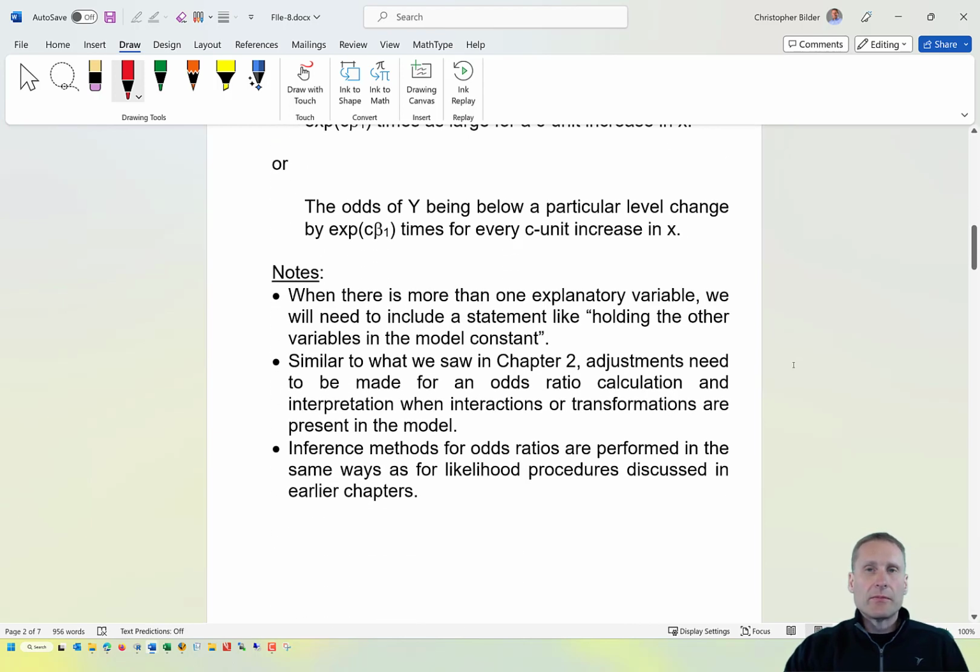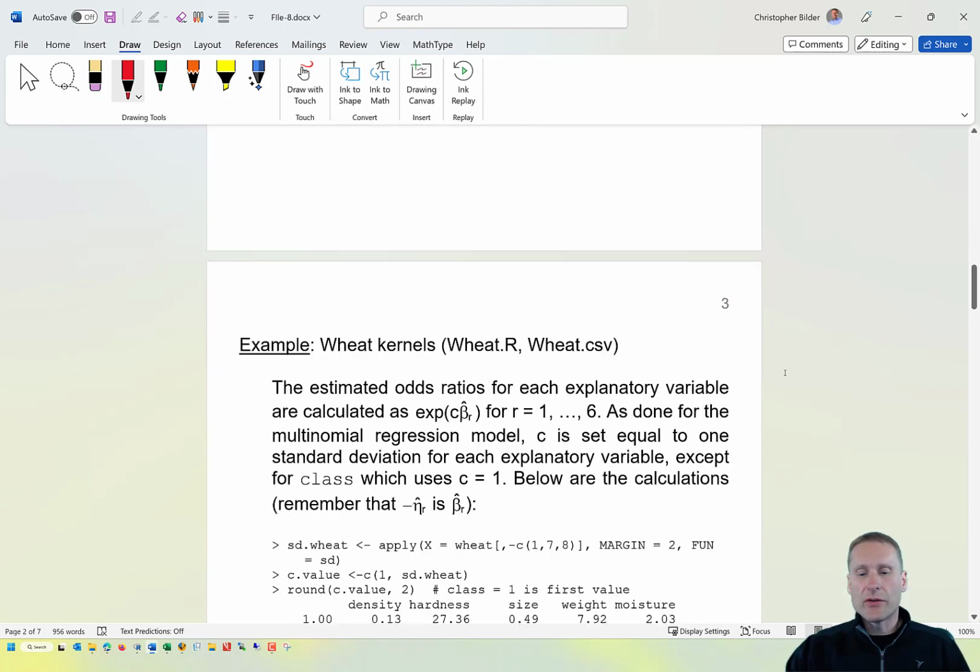Now, here are some notes. If there's more than one explanatory variable, we always have to add holding the other variables in the model constant. What happens if you have interactions? Suppose maybe you have a quadratic term. How do you find that odds ratio? How do you interpret it? Same as what we saw in chapter 2 in terms of the adjustments that need to be made. On tests or other graded items, I frequently will give questions about that to my students. As for inference methods, we can use Wald, we can use profile likelihood ratio.